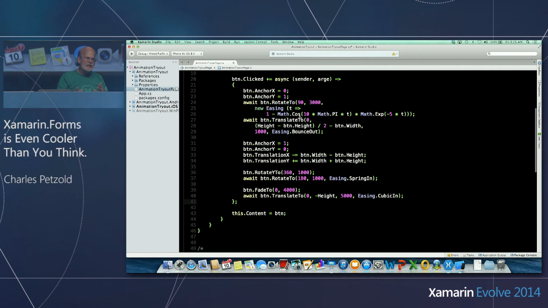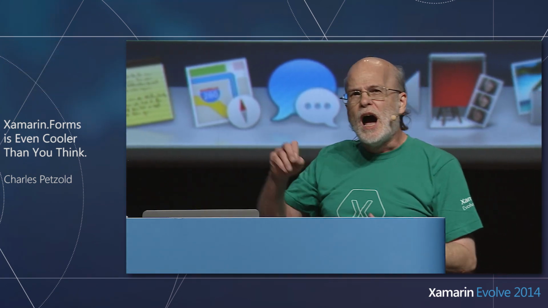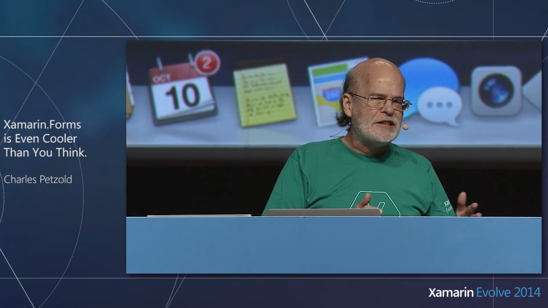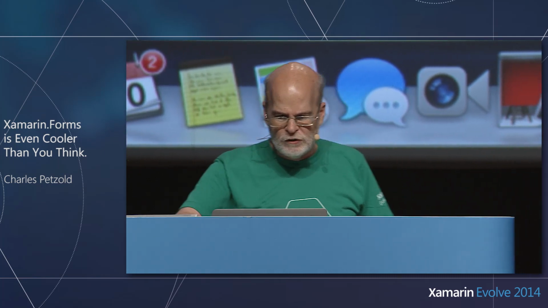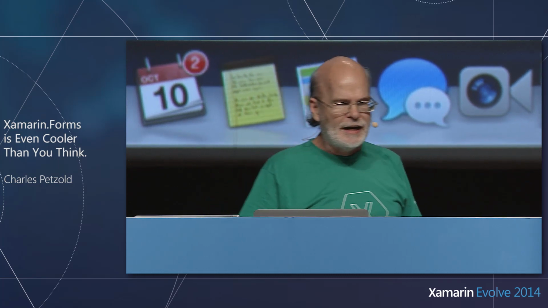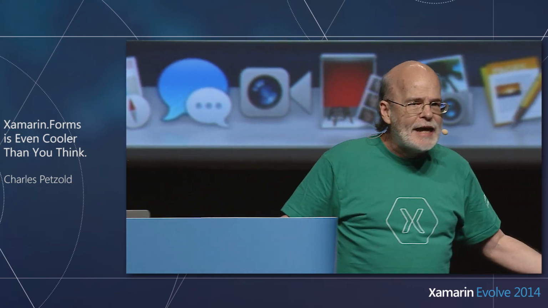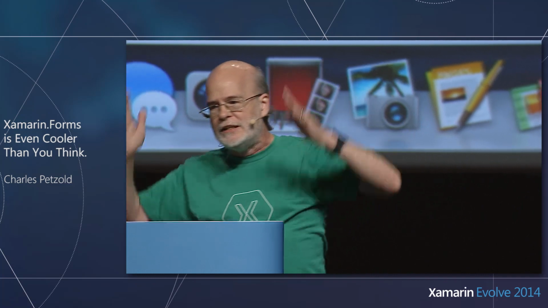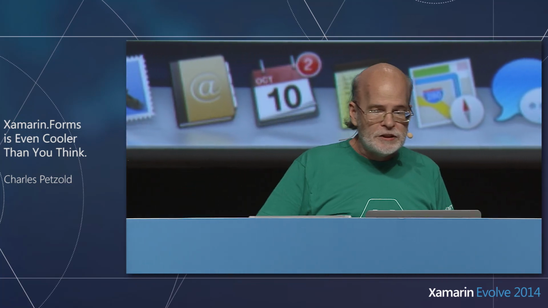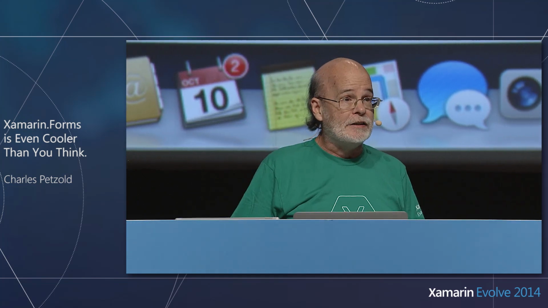And then I change the anchors to the upper right corner. At the same time, I adjust the translation so it doesn't move. And then I rotate it twice, and so it keels over dead, upside down with its feet in the air, so to speak. And then it fades out as it ascends into heaven. OK?